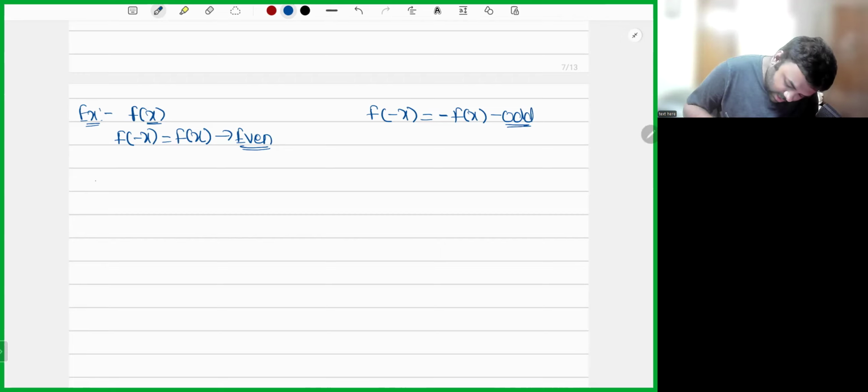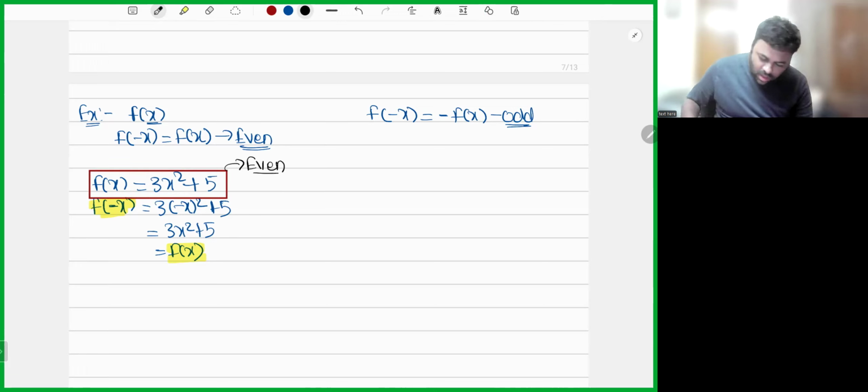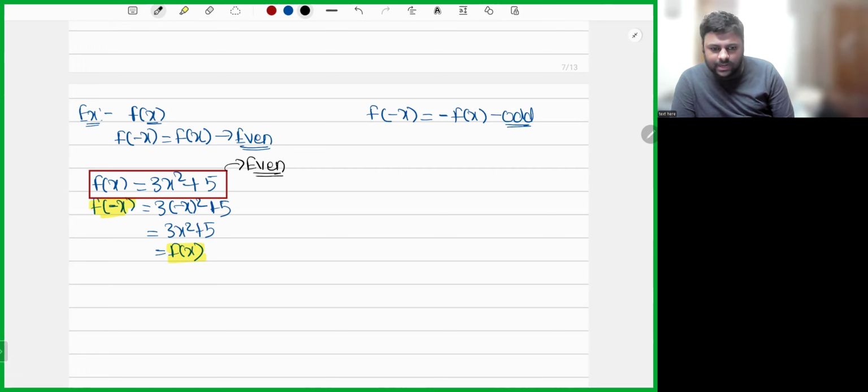Like say, for example, I am telling f of x is equal to 3x square plus 5. Now, instead of x, I am substituting minus x. 3 into minus x whole square plus 5, that is 3x square plus 5, which is equal to f of x. So, can you see when you substituted f of minus x, you got f of x? Yes, sir. So, that's the reason I'll say, what type of function is this? It is simply an even function. Instead of x, you substitute minus x and the final resultant is f of x. It is called an even function.